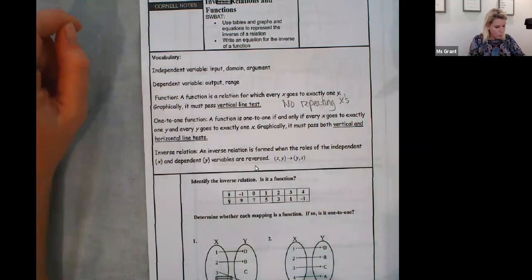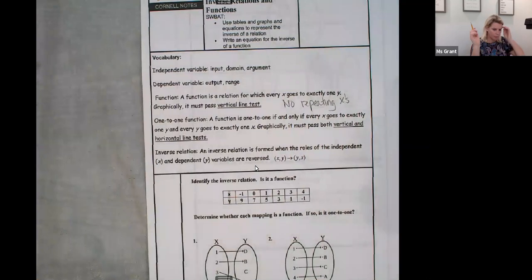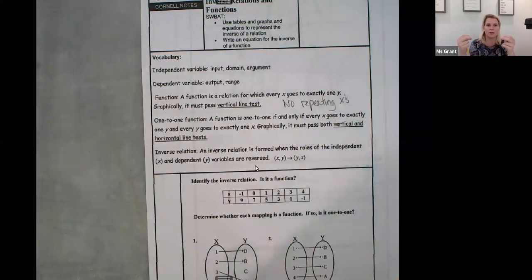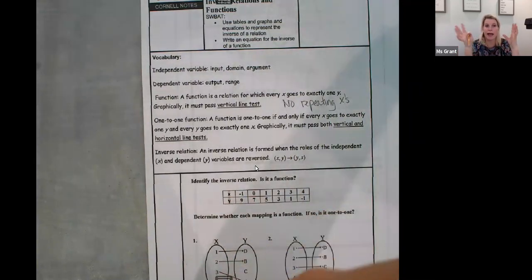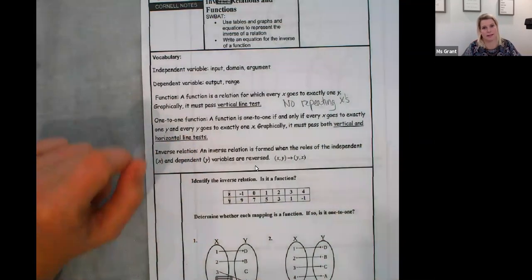Okay, a one-to-one function, one-to-one means that every x has its own number, every y has its own number. Nothing's left out, nothing's missing. So one number goes to one number, one-to-one. Every x goes to y, every y goes to x. Nothing's just hanging out, nothing's repeated, okay? It must pass the vertical line test and the horizontal line test.